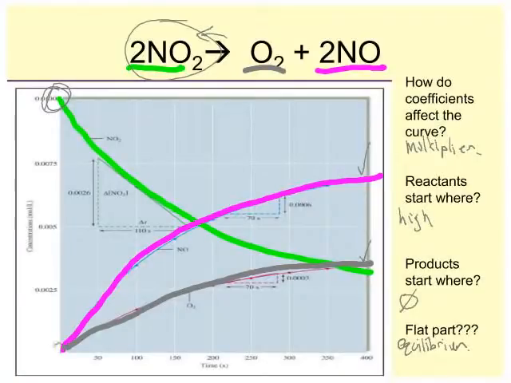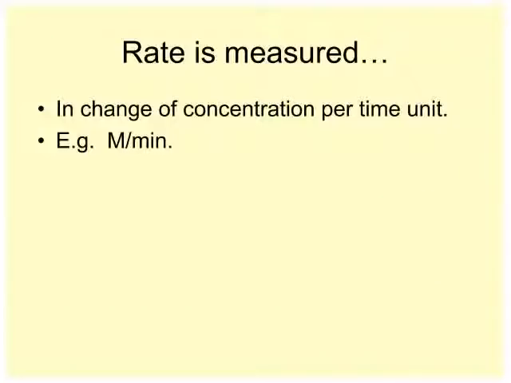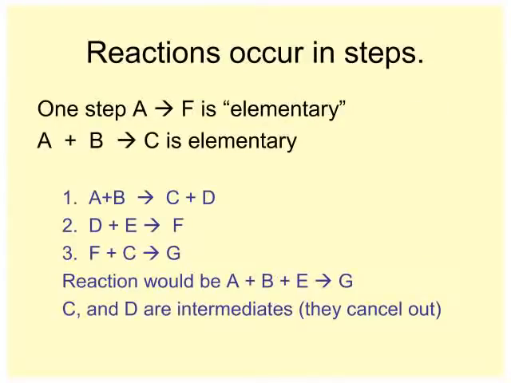Let me start again. Reactants start up high. Products start with none, and then they change as they go. Rate is measured in concentrations per time unit, usually molarity per minute or molarity per second. We wouldn't use anything besides molarity, the other ones that you just learned.